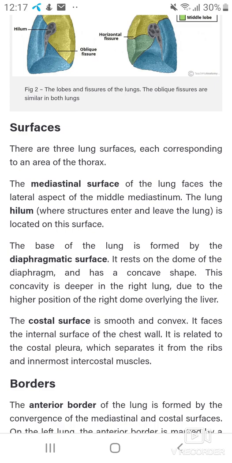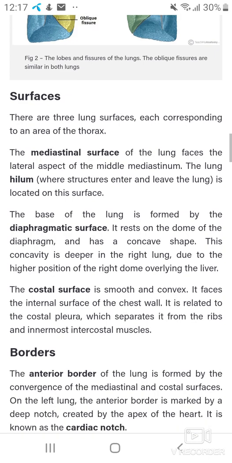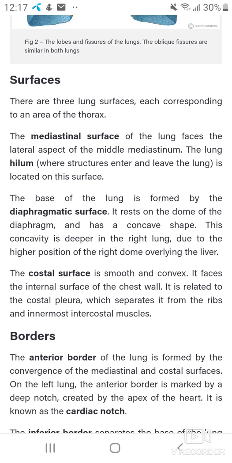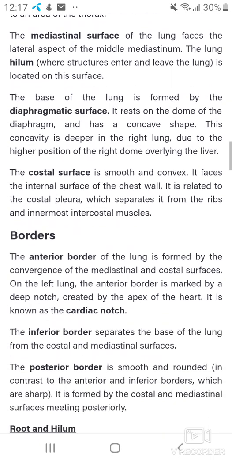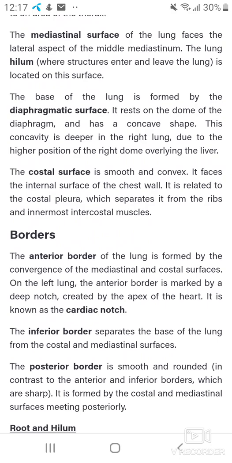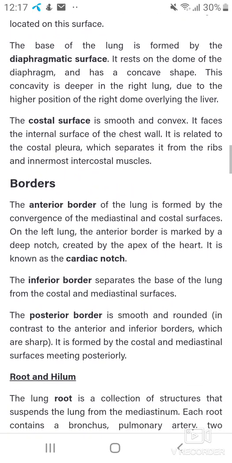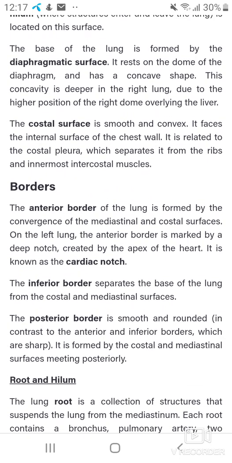The costal surface is smooth and convex. It faces the internal surface of the chest wall. It is related to the costal pleura, which separates it from the ribs and innermost intercostal muscles. Borders: the anterior border of the lung is formed by the convergence of the mediastinal and costal surfaces.